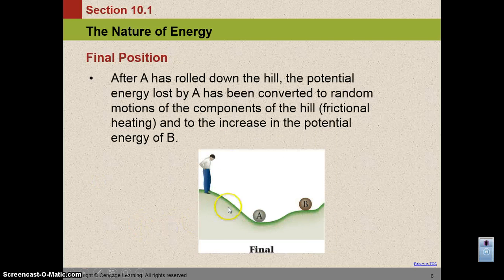And that energy that was stored up here, the potential energy in ball A, has rolled down and it has hit ball B and caused ball B to move. So it's rolled down the hill. The potential energy that it had is lost because it's been converted to random motion of the components of the hill. So it's a frictional heating that happened as it went down this hill, and it increased the potential energy of ball B. So that energy being transferred, ball B is at rest and has more potential energy than it did down here.